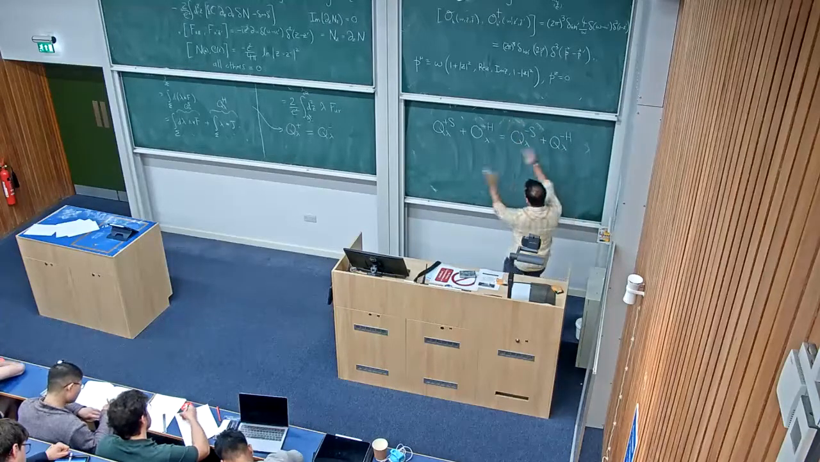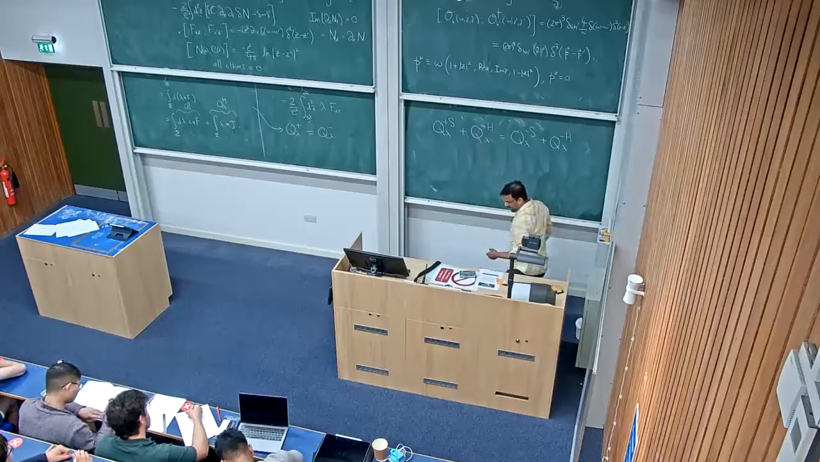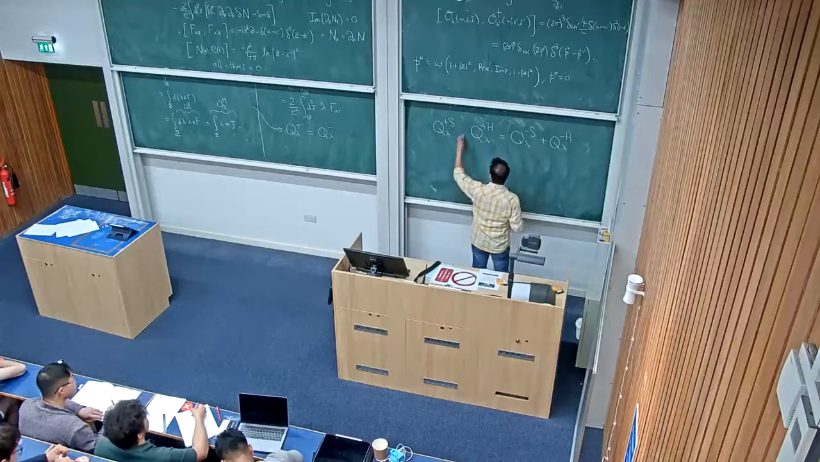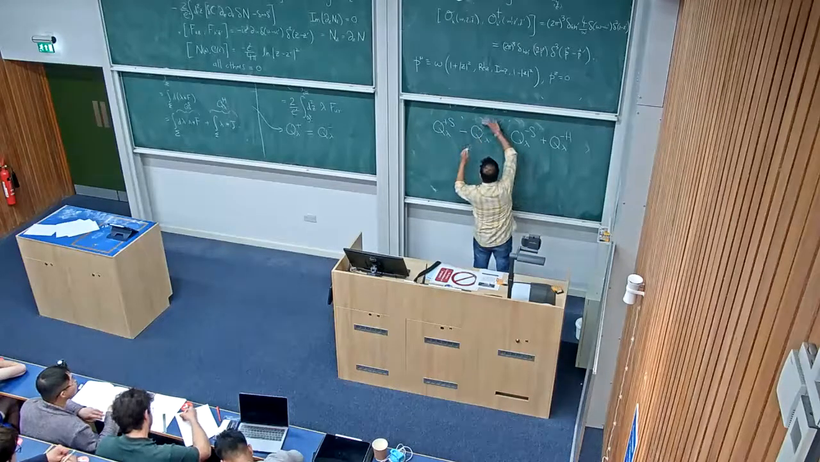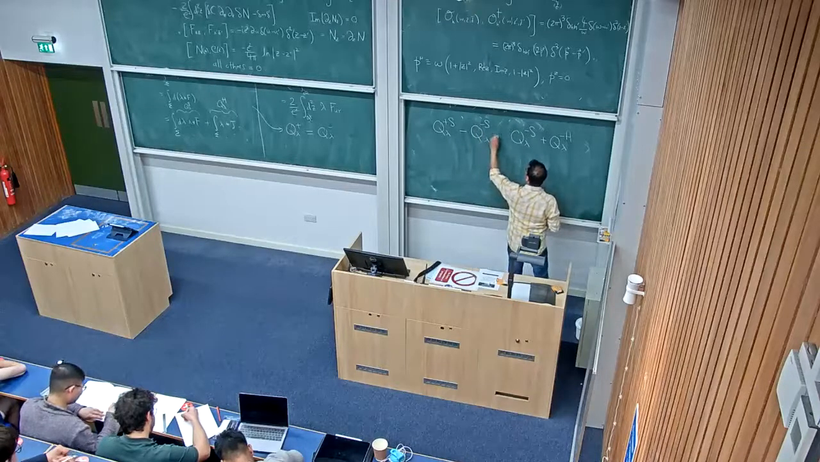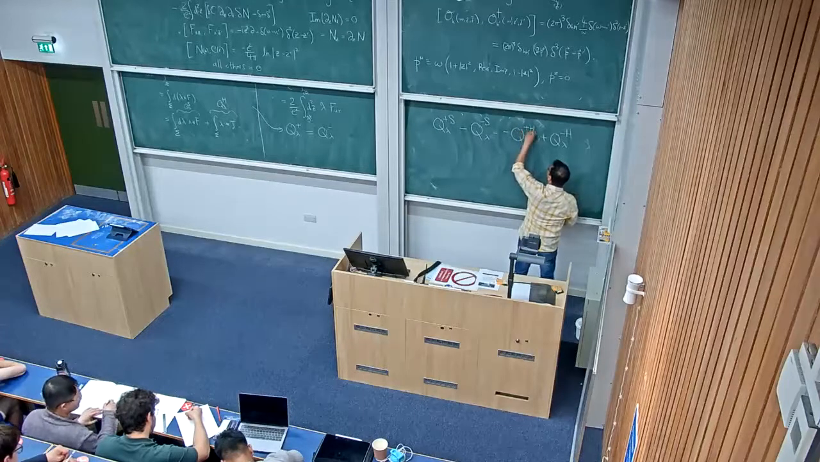And now I'm just going to move all the soft pieces to one side and the hard pieces to the other side. So again, I'm going to do what I'm not supposed to do. Move this soft part to this side, I get a minus sign, minus Q soft, and move the hard part to this side, minus sign, Q plus hard.